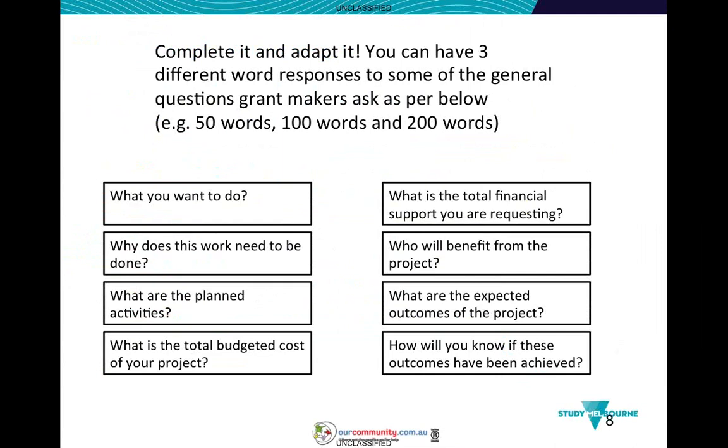And some of you may not be aware that our community is also the developer of the online grants application and management system called SmartyGrants. So these 8 questions actually represent standard questions that grant makers use when they build their online application form. Again, just a reminder, they're not unique to SmartyGrants.